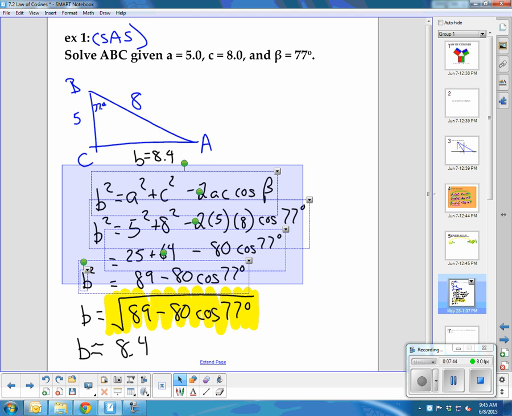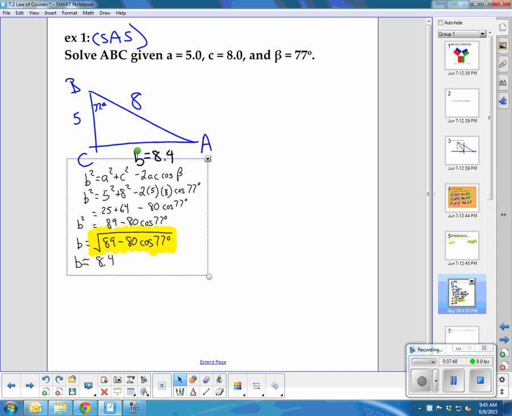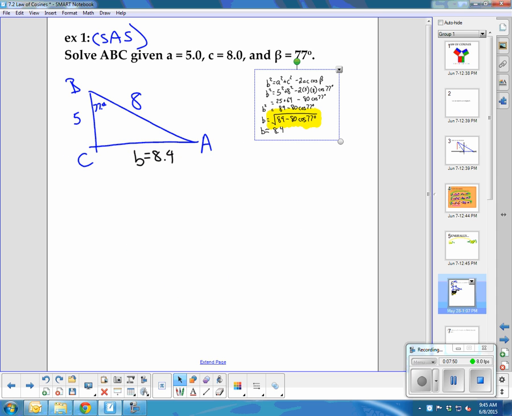I'm going to take all this, put it all together, and move it out of the way and put it up here. If you need to see that again, you can rewind the video. But let's see how we would find an angle here. It doesn't matter which angle we find. Let's say we want to find angle alpha next.